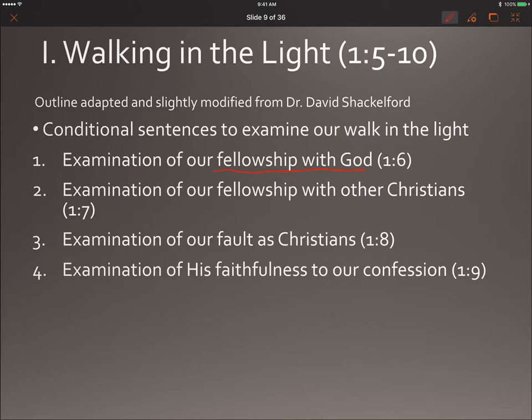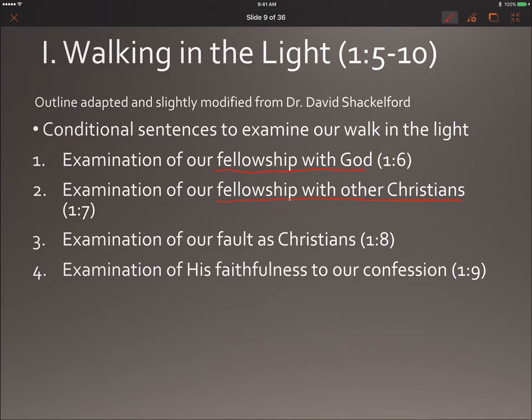Then it goes further and says, if we walk in the light, and He is in the light, we have fellowship with one another. In other words, if we're walking truly with God in the right way, we'll have that fellowship with other Christians. Could it be that the reason our relationship with other Christians is strained is because our walk with God is not what it should be?